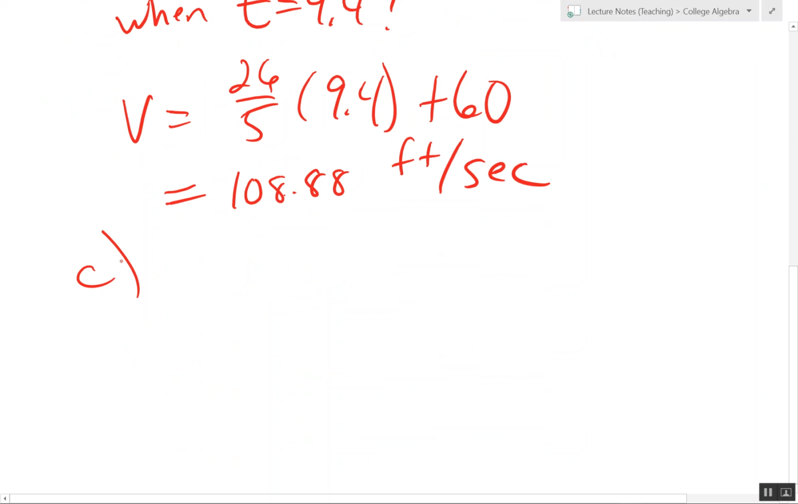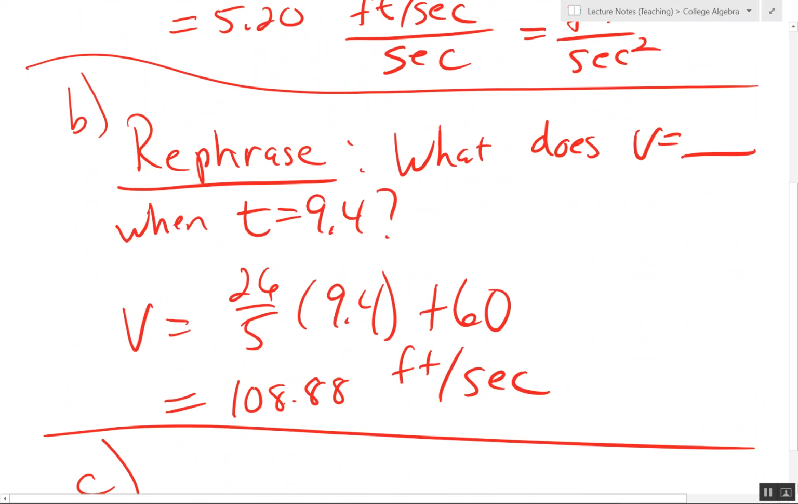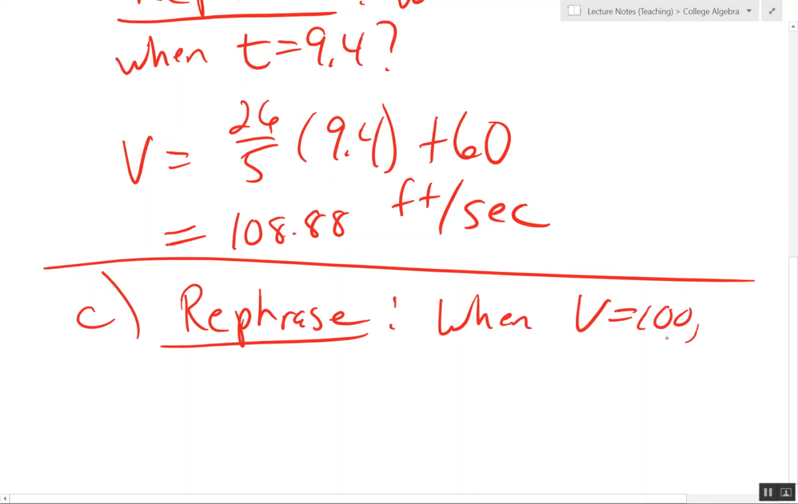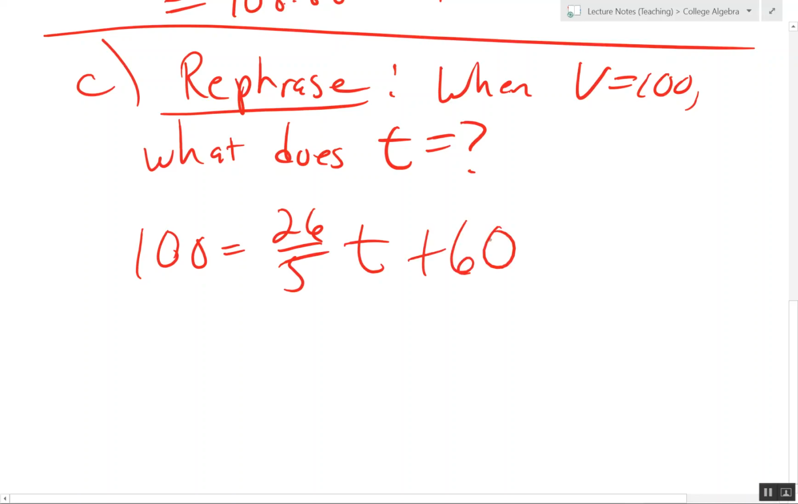So part C then asks us if the car is traveling 100 feet per second, how long did it take to accelerate? So let's rephrase this again. This says when v equals 100, what does t equal? So we're going to get 100 equals 26 fifths t plus 60, since we're trying to figure out what time is going to give us 100. So we're going to move the 60 to the other side.